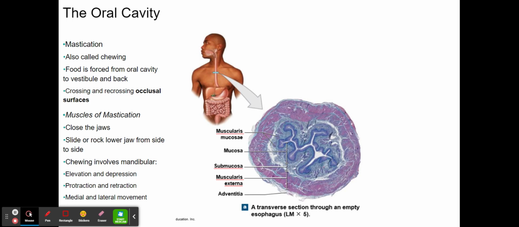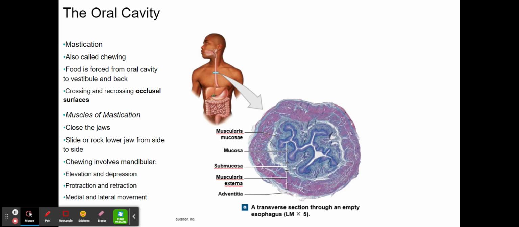The muscles of mastication close your jaws and slide or rock your lower jaw from side to side. Chewing is not a simple process. It can involve any combination of mandibular elevation, depression, protraction, retraction, and medial or lateral movements. Try classifying the movements involved, and the next time you eat, you'll see how many there actually are.